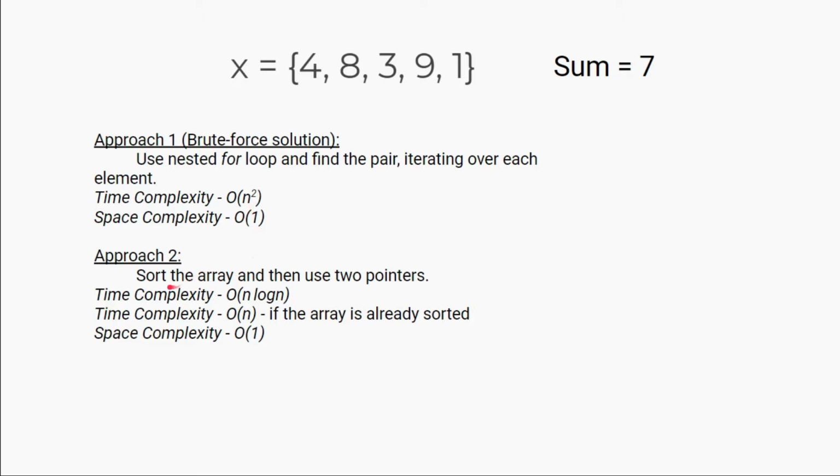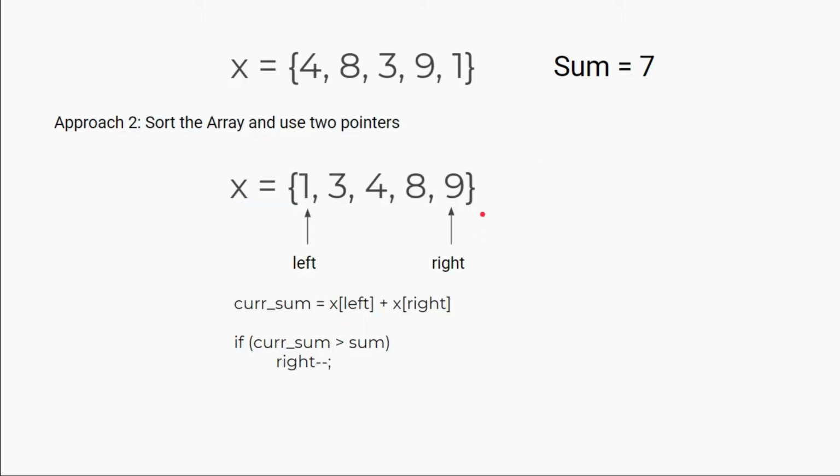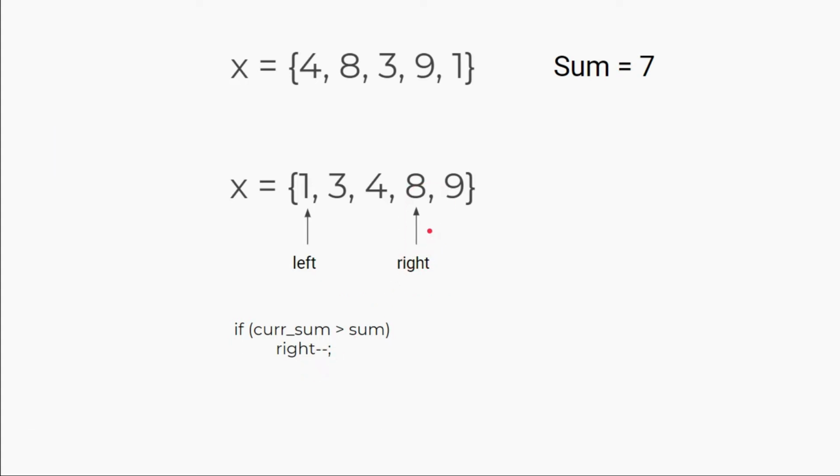What if we use sorted array? Here we will use two pointers. One will start from index 0 and the other will start from last index. Let's say these pointers are left and right. We will add the values of these indices, and if the current sum is greater than the given sum, then we will decrease right pointer by 1. So here our sum is 10, which is greater than 7, so we will decrease the right pointer. Again our sum is greater, so we will decrease it once more.